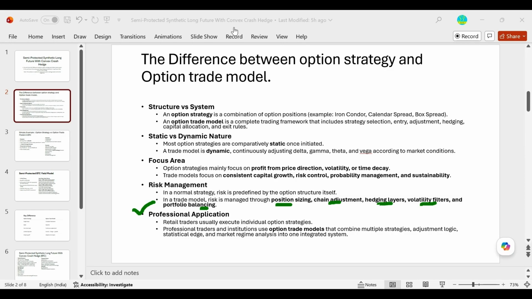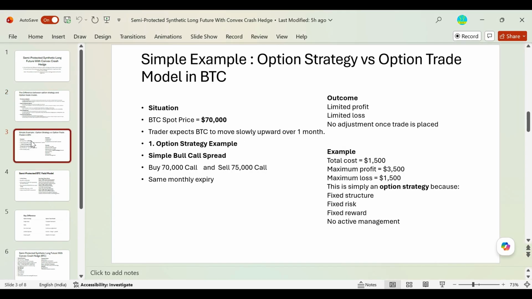Now I'll go to the subject. As I said, we are going for the option strategy first. One example I have given here. Say we are buying BTC at 70,000 and forming a bull call spread, meaning the 70,000 call I am buying and the 75,000 call I am selling. This is known as a strategy, a bull call spread.